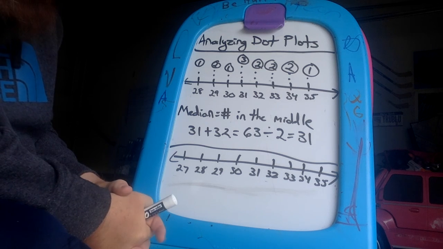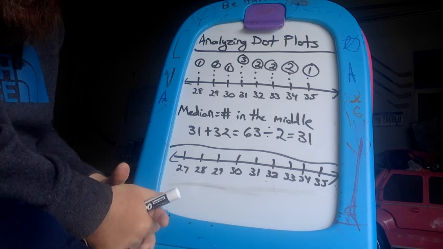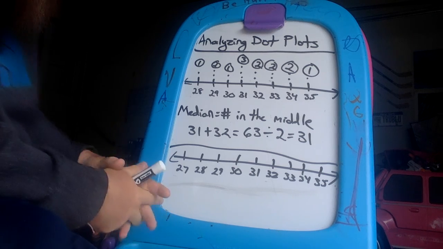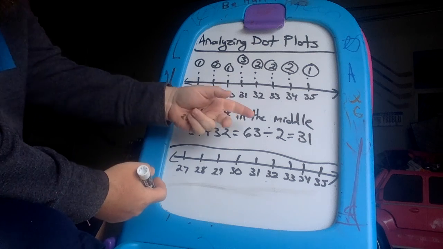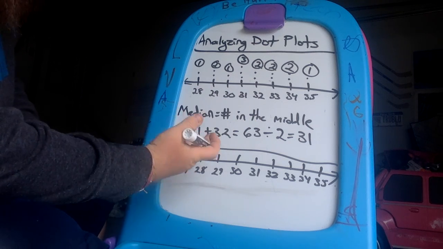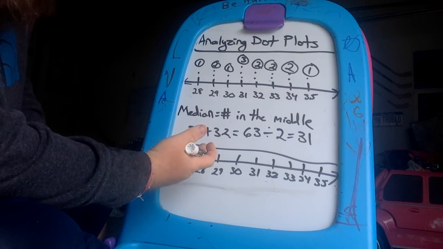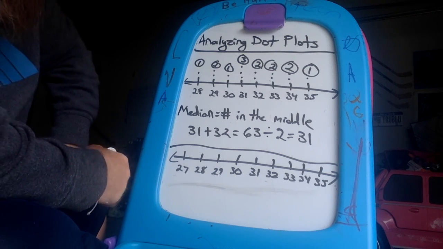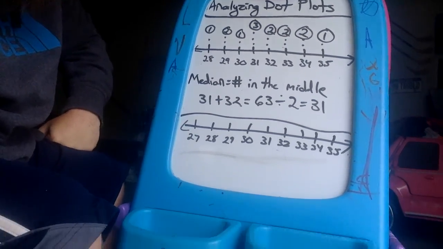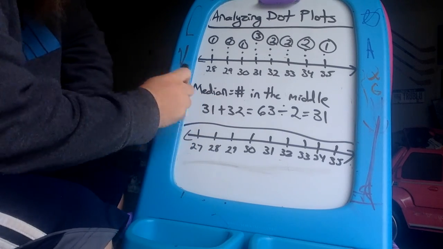We're moving along with the same concept we're doing, solving, analyzing, and interpreting a dot plot. We already started interpreting what the mean is, which is the average of all the total scores. Now we're moving into the median.